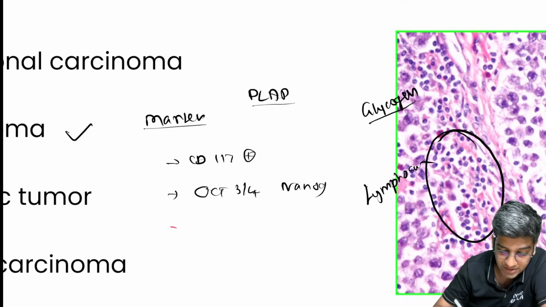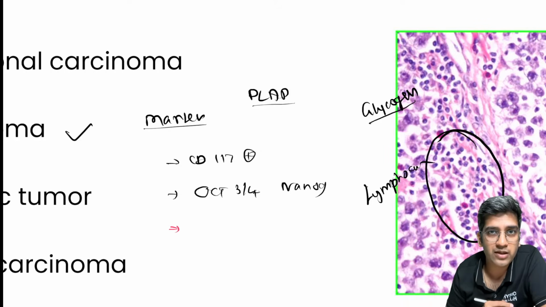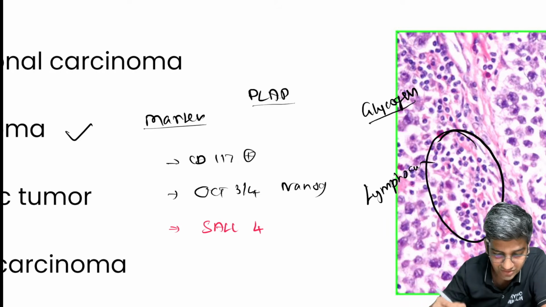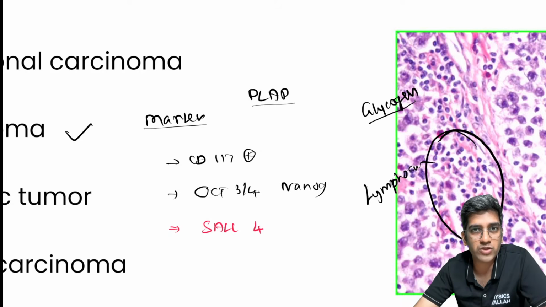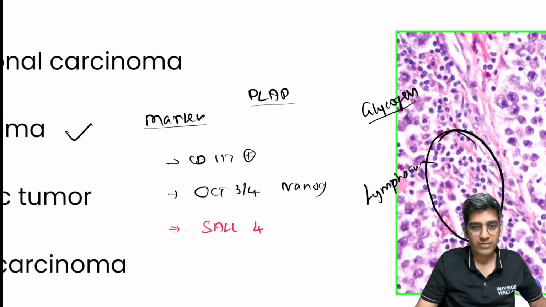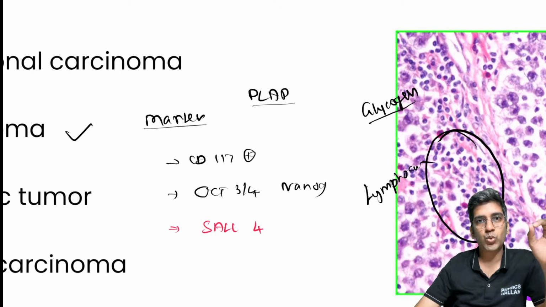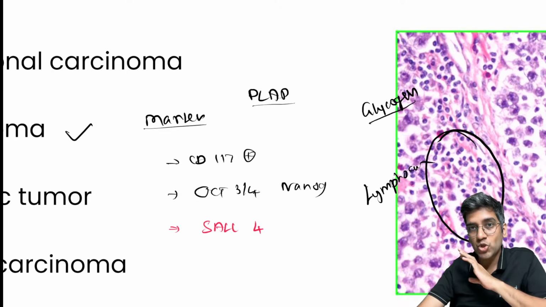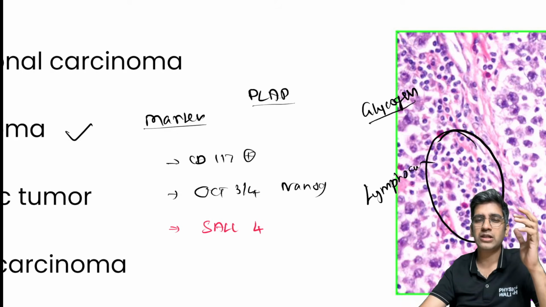The only place this was asked was in an FMG exam a couple of years back, called SALL4. SALL4 is a recent marker we use for germ cell tumors that was asked in the FMG exam. So don't think that the FMG exam is easy and NEET PG is difficult. The level is almost the same, right? OCT3/4, NANOG, SALL4, all these are markers used for germ cell tumors of testis as well as ovary. Do remember them. PLAP is not used anymore. It's a very old marker. We don't use it anymore.